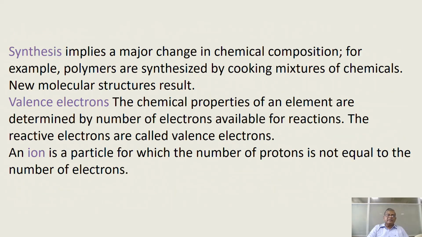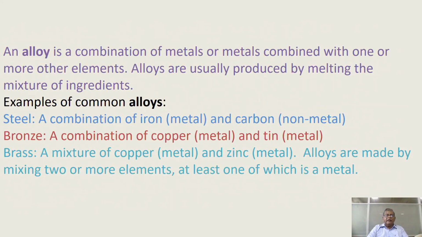Synthesis implies a major change in composition. For example, polymers are synthesized by cooking a mixture of chemicals. New molecular structures result. Valence electrons: the chemical properties of an element are determined by the number of electrons available for reactions. An ion is a particle for which the number of protons is not equal to the number of electrons. An alloy is a combination of a metal or metals combined with one or more other elements. Alloys are usually produced by melting the mixture of ingredients.